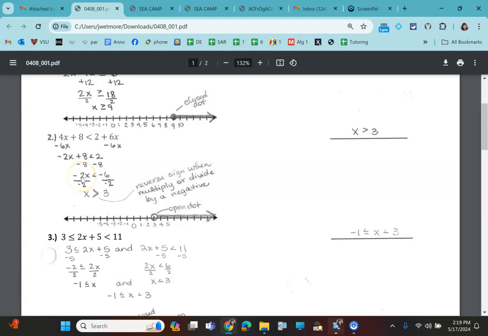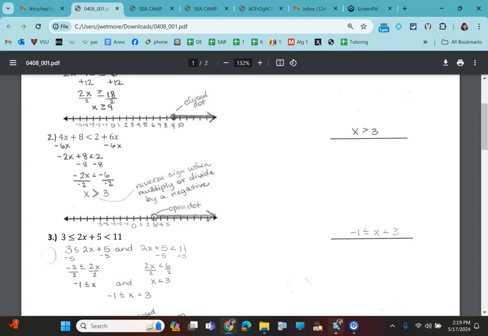To get rid of multiplying by negative 2, I would divide by negative 2. And remember, that's the one thing that we do differently with an inequality. If you multiply or divide by a negative, you have to reverse that inequality sign. Negative 6 divided by negative 2 gave us positive 3, so our answer would be x is greater than or equal to 3. Now, because this doesn't have an equal to with it, we're going to use an open dot. So greater than, less than, we use an open dot.